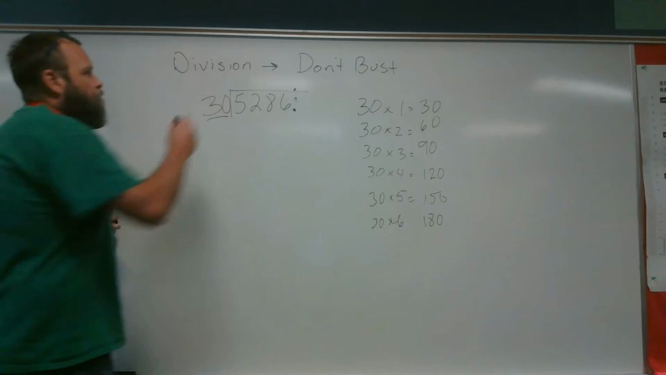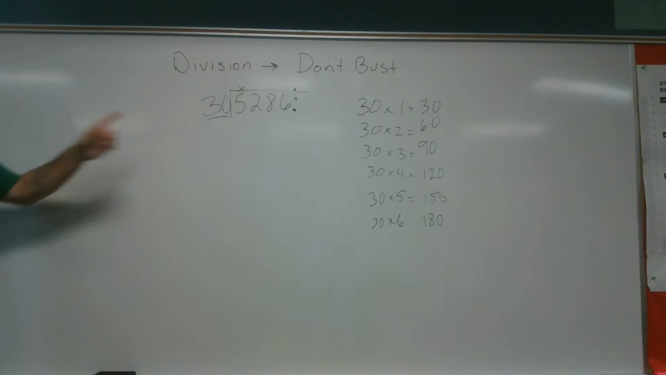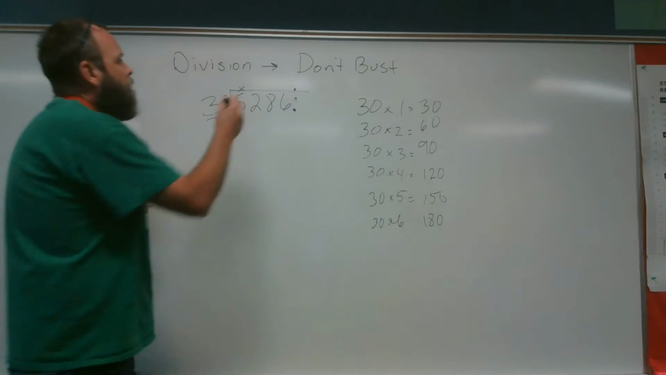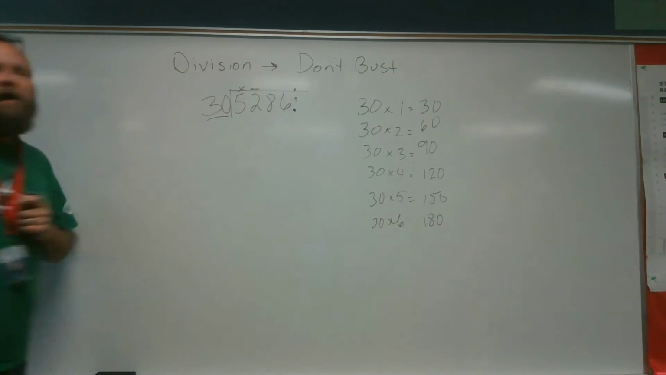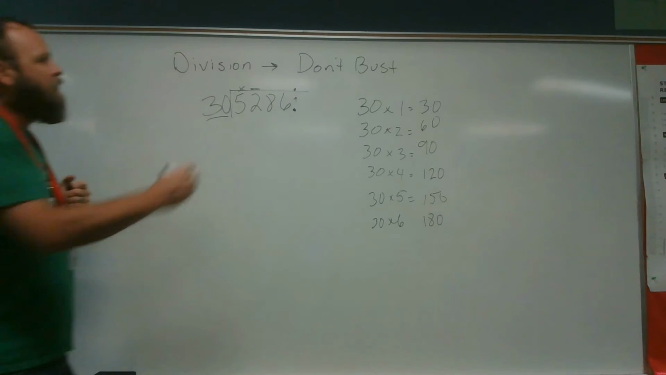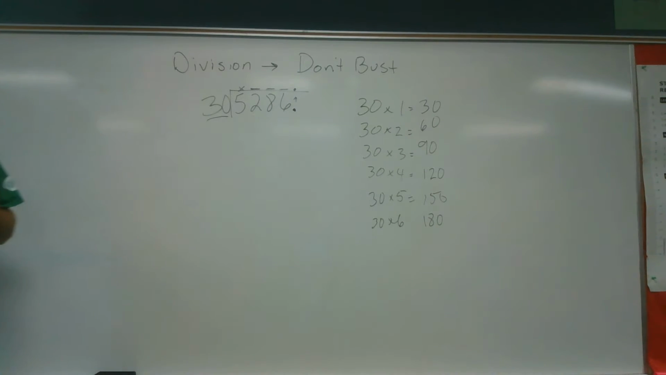No. I can't take 5 and divide it into 30 equal groups. All right, so Ian, does 30 go into 52? Yes. That means my first number has to go over the 2. Every other number behind the 2 is going to have a number above it. That's important.